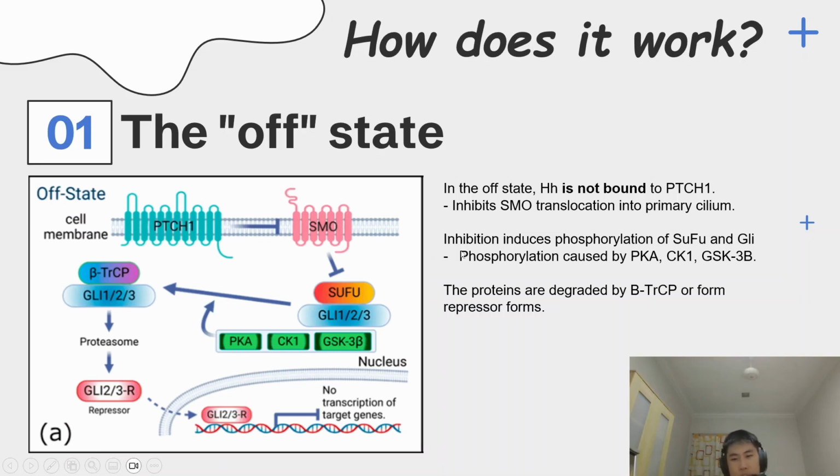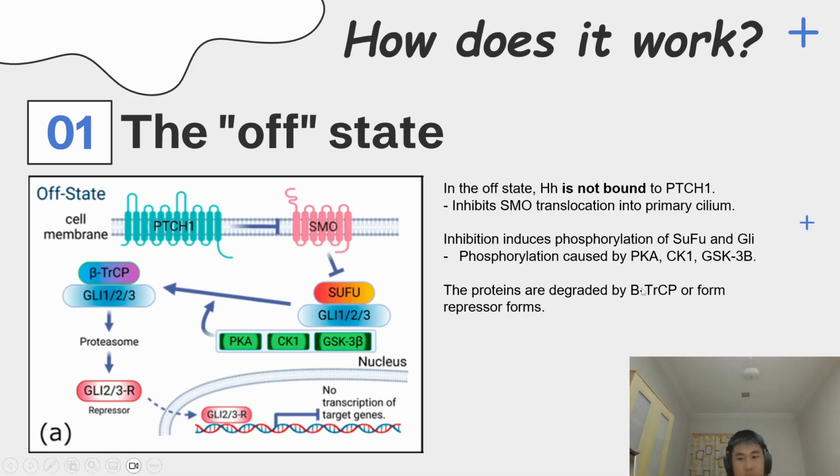This inhibition induces phosphorylation of SUFU and Gli. SUFU stands for suppressor of fused and is a negative regulator of hedgehog signaling, while Gli mediates transcription of genes in the entire pathway. So this phosphorylation is caused by PKA, CK1, and GSK3B. PKA is protein kinase A, CK1 is casein kinase 1, and GSK3B is glycogen synthase kinase 3 beta.